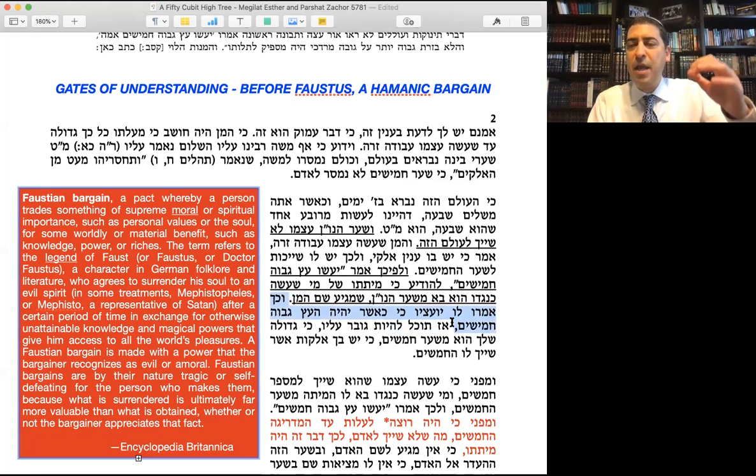If you can build a tree, a gallows that's 50 amot high, az tuchal liot gover alav, then you can overcome him. Ki gedula shelcha hu mishar chamishim. Your greatness is from the 50th gate. Yesh b'cha elokut asher shayach lo chamishim.